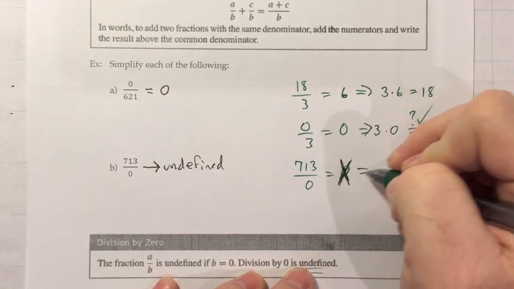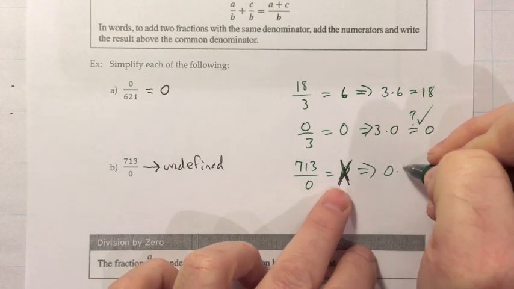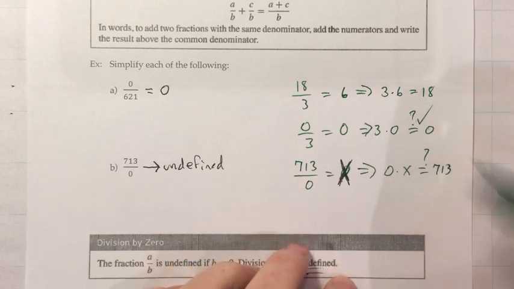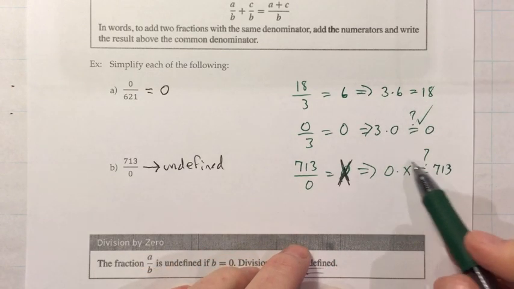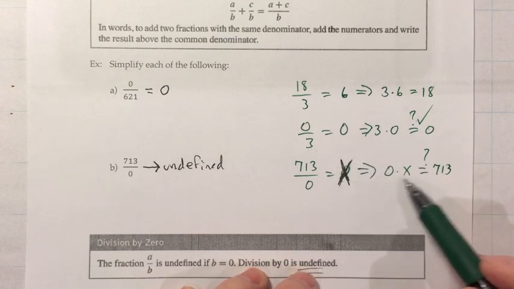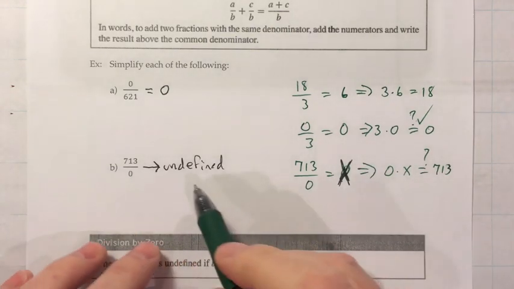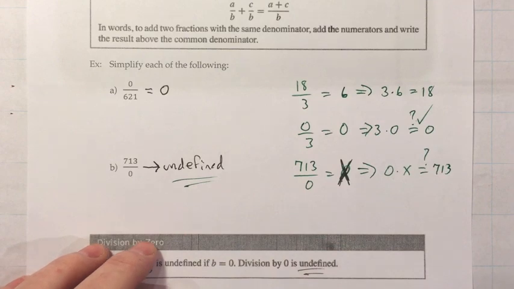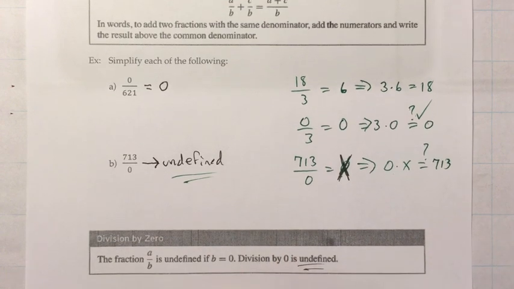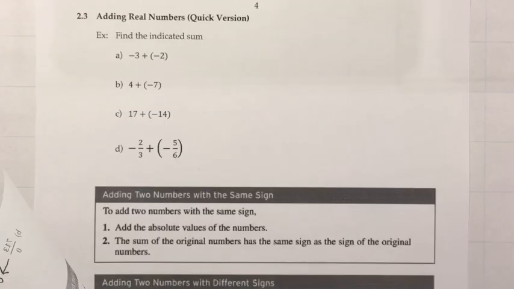Well, it would have to be the case that the denominator times that x was equal to 713, and 0 times anything is 0. So there's nothing you could put there that would give you that answer. So there's no defined number such that 0 times that number is 713. So that's where that idea comes from. And the same thing is true if it's 0 over 0. That's a little bit of a weird case, but anytime there's a 0 in the denominator, we say that's an undefined case.